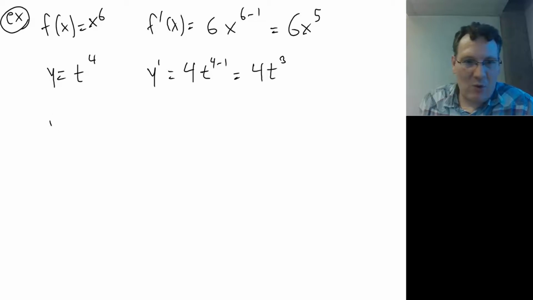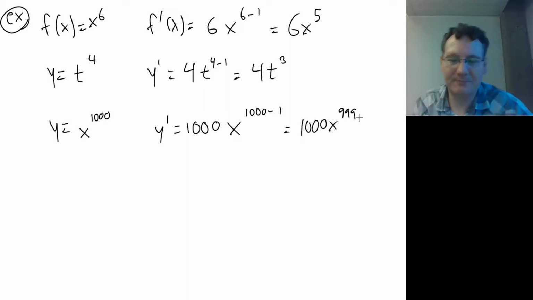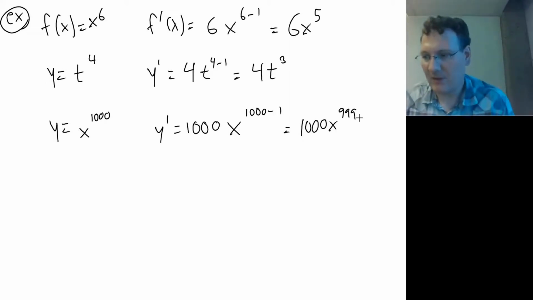And if we have y equals x to the 1000th power, well, y prime is going to be 1000 times x to the 1000 minus 1, which is 1000 x to the 999th power. So there's the power rule.